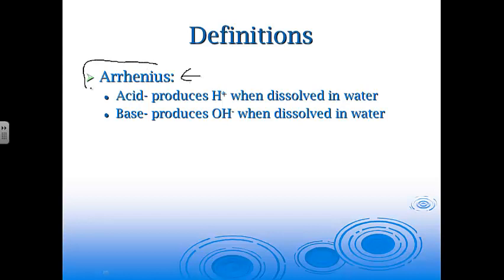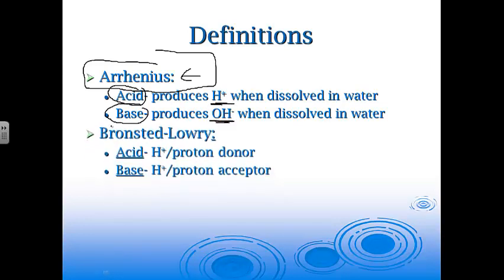The first one is going to be Arrhenius, who studied ions. His definition of an acid is that it produces hydrogen ion when dissolved in water. His definition of a base is that it produces hydroxide, okay, and this is the most common one. Now, as chemists went on, we had to expand some definitions because we found that chemicals behave like acids and bases, but they didn't always fall into these categories.